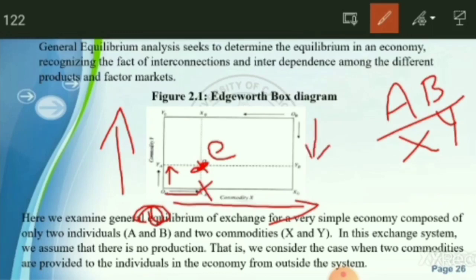Okay, the person B has consumed Y level of commodities, here it is YB, and X level of commodity is XB.